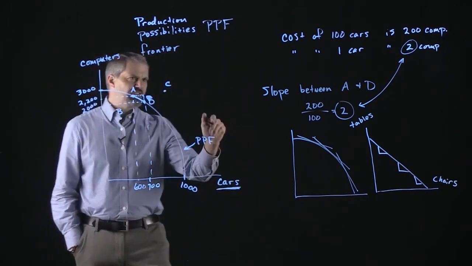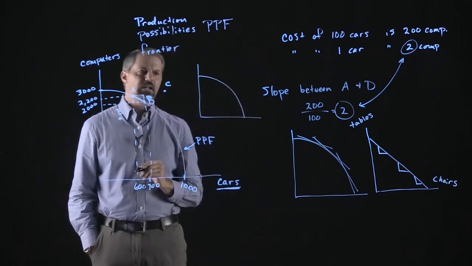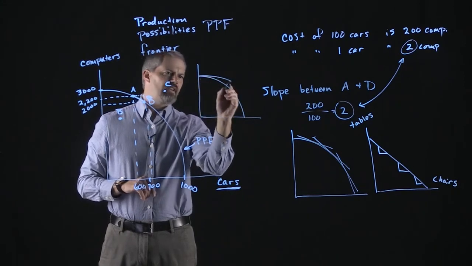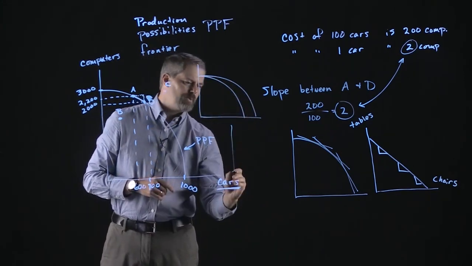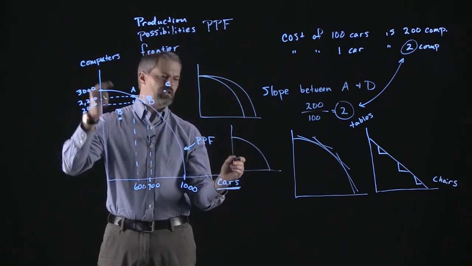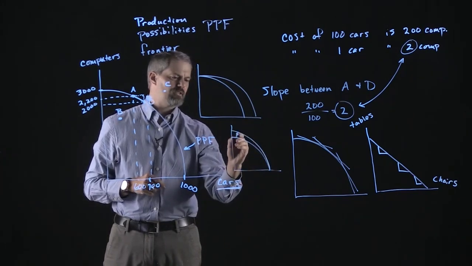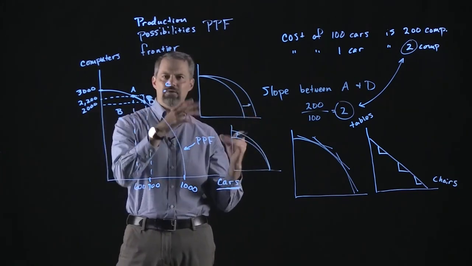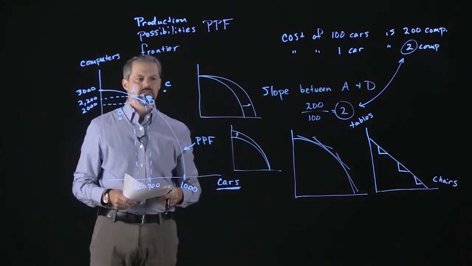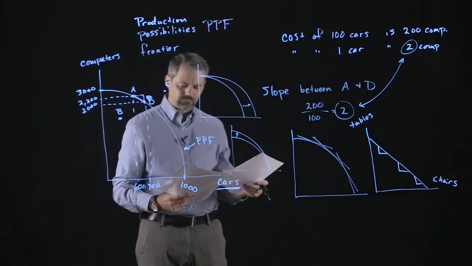Let's finish up this section by noticing that the production possibilities frontier can shift. If we had a change in technology, then our PPF could shift out, say, in that direction. Or let's suppose our technology changed so that we could produce more computers than before, it could shift out in that direction. Or it could shift out in both directions. So the production possibilities frontier can change, depending on if our inputs change or if our technology changes.